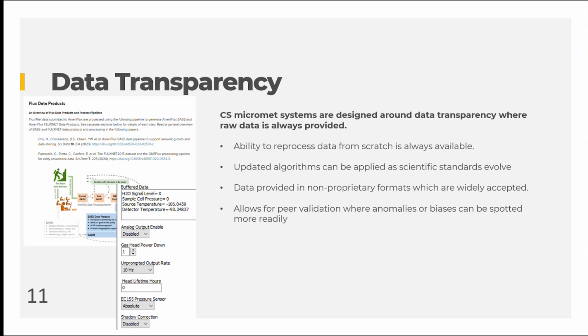Data transparency is critical. Our systems are designed around transparency where the raw data is always provided. Now, why is that important? Because you need the ability to reprocess data. Even if you don't ever do it, the fact that you can archive that data, and if something comes up that you recognize later on, you can go back and reprocess.